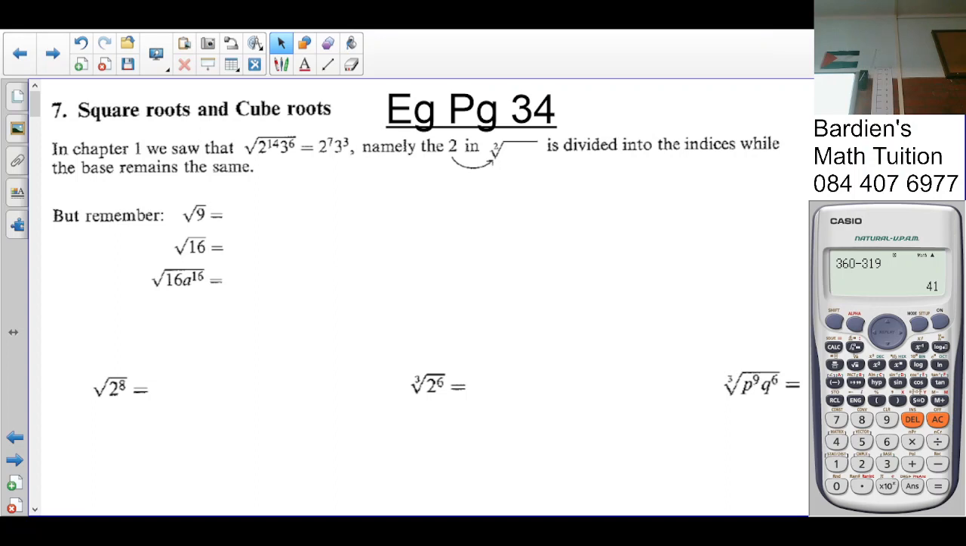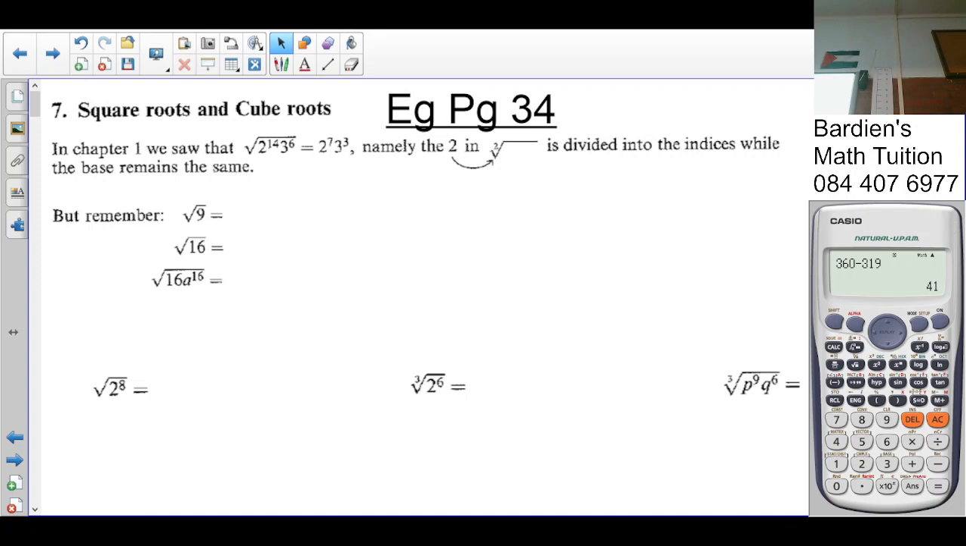So, square roots and cube roots. In chapter 1, you saw that the square root of 3 to the 14 times 3 to the 6 can be written as 3 to the 7 times 3 to the 6 divided by 2, which is 3 to the cube. Namely, the 2 in the square root is divided into the indices or the exponents while the base remains the same.